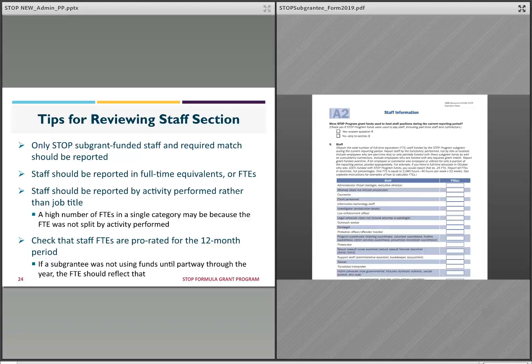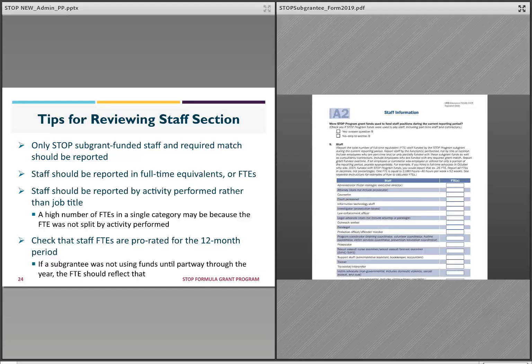Staff should be reported by activity performed rather than by job title. So if you're looking at a subgrantee's progress report and you see a high number of FTEs in one single category, such as victim advocate, it might be because the FTE was not split down by activity performed. Perhaps that FTE would be better broken out across the translator, victim advocate, and trainer categories.